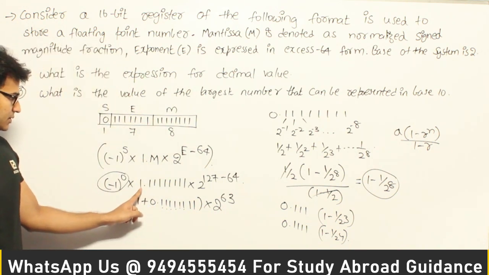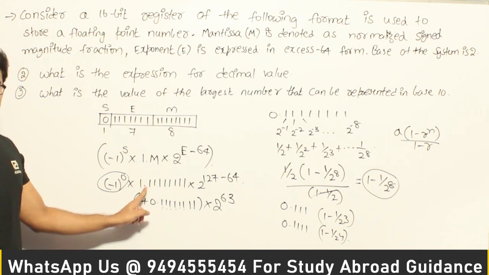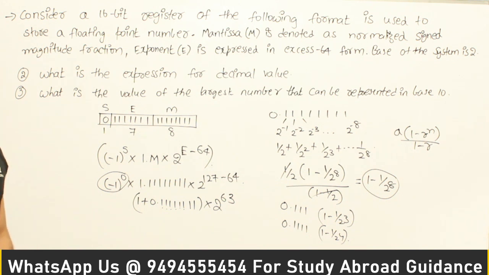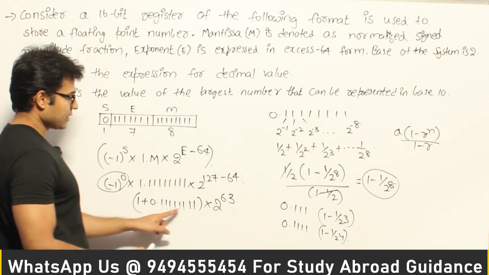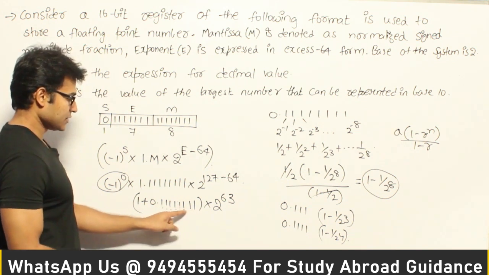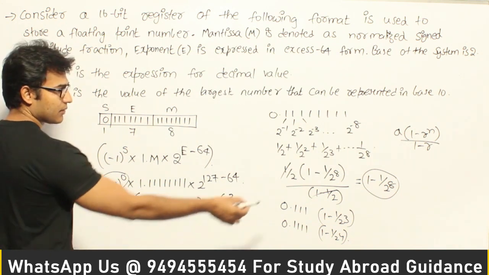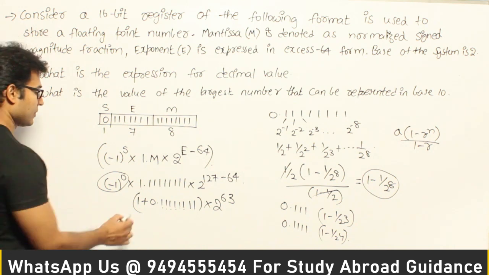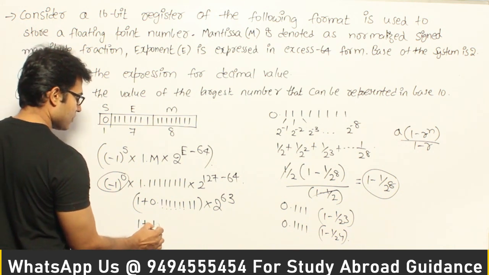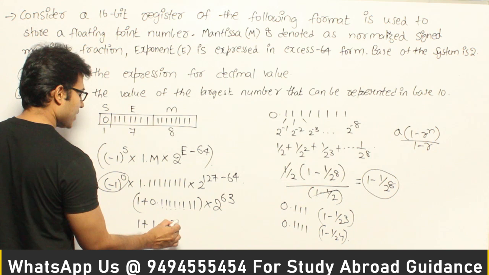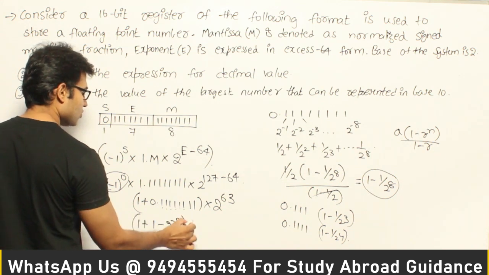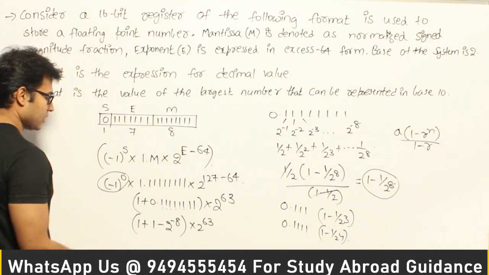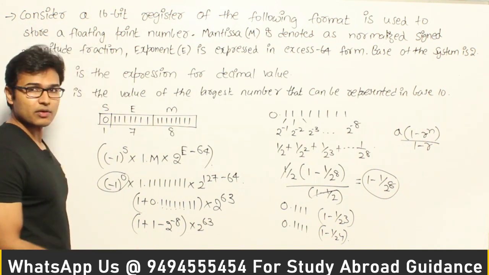Okay, now what about this entire thing? See, did you understand this? 1 plus 1 point some fraction, I am writing it as 1 plus this. So anyway the answer is going to be same, right? Okay, now what is this entire thing in decimal? If you convert it to decimal, the value is going to be how much? 1 plus (1 minus 2^-8) into 2^63, right? So you can write it as 2 minus 2^-8.